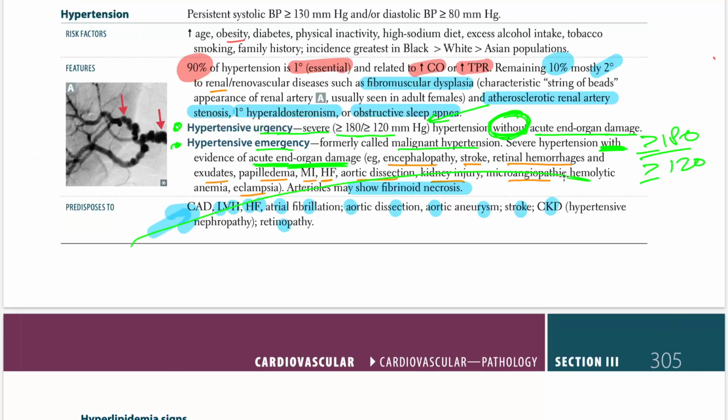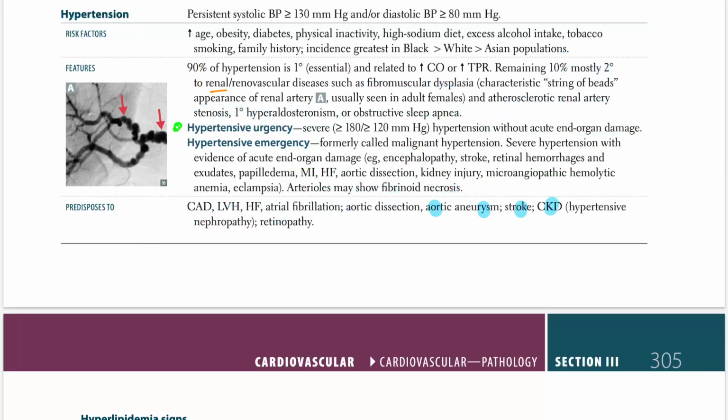Okay, let's just review this. We're looking at hypertension. Hypertension is again greater than 130 by greater than 80. Risk factors are almost similar to whatever you see in your cardiovascular diseases, which is increase in age, obesity, diabetes, physical inactivity, high sodium, high alcohol, tobacco smoking, family history. The race is also important. Blacks have a greater chance of getting hypertension than whites, and then the Asians are the least to get hypertension.